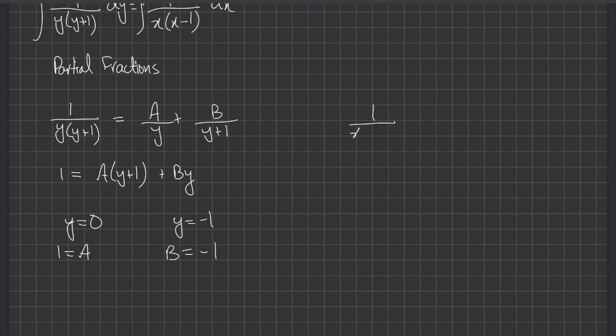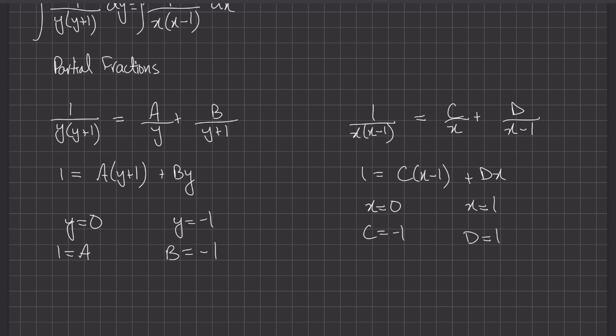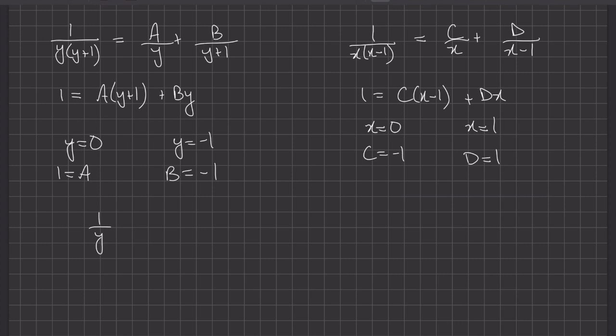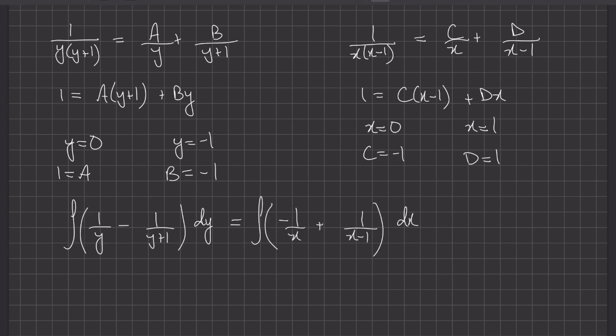We do the same for the right side. An equivalent expression is c over x plus d over x minus 1. Multiply both sides by x times x minus 1. First, choose x as 0 to get c as -1, and choosing x as 1 gives d equal to 1. Now we have expressions on both sides which can be integrated.